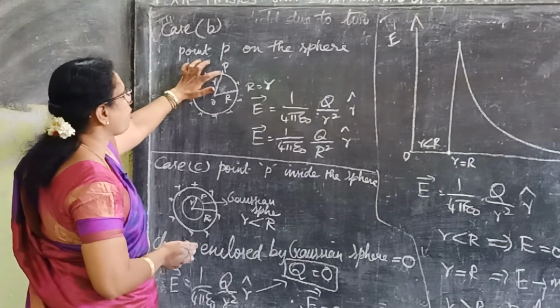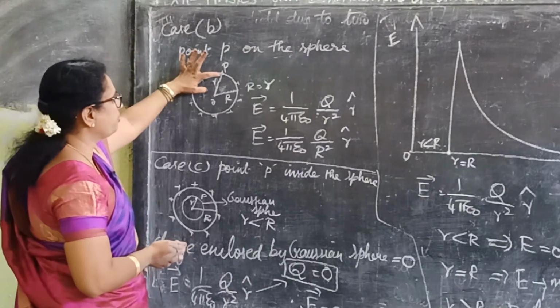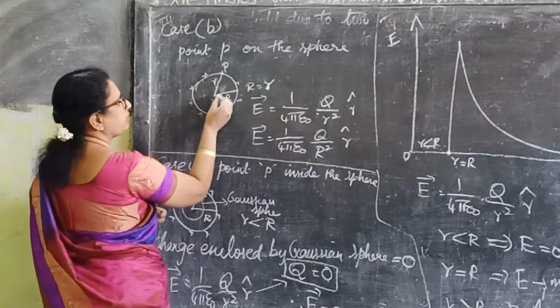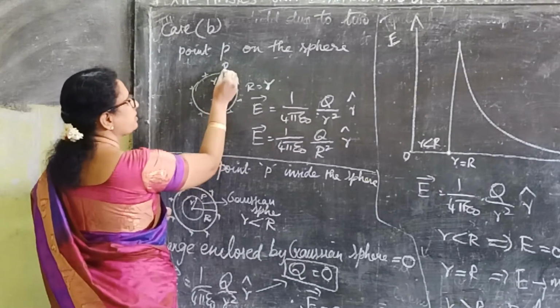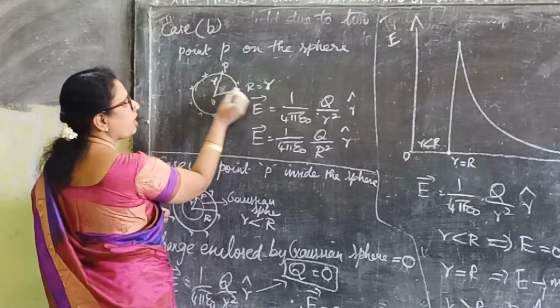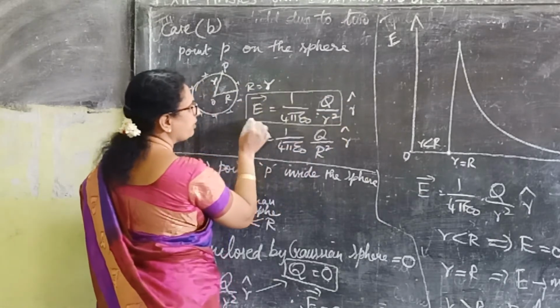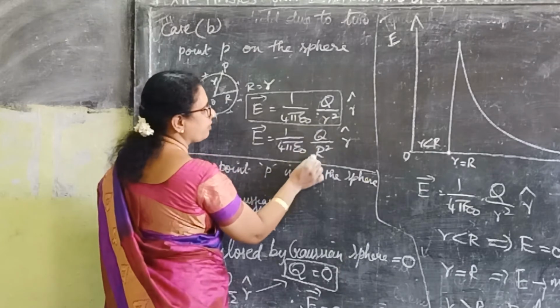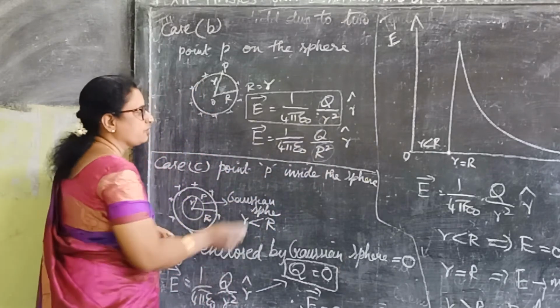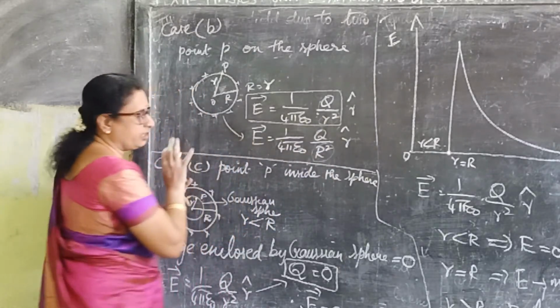When the point P is on the sphere, the radius of the sphere and the distance of the point both will be the same. That is, small r will be equal to capital R. So in the expression that we derived, instead of small r, we have to substitute capital R square. So that's all, children, nothing more than that.